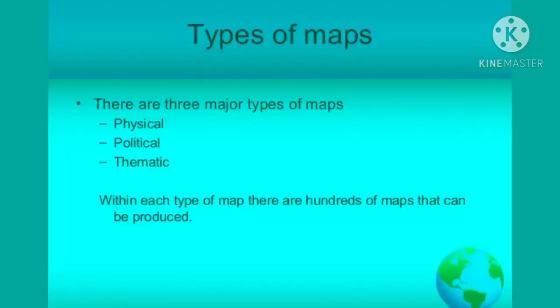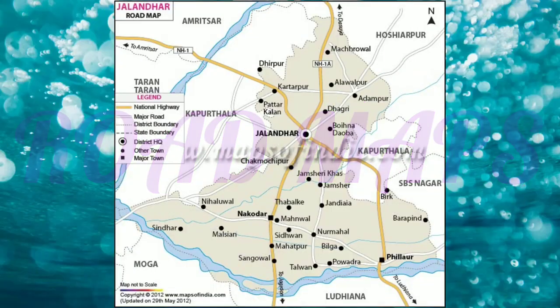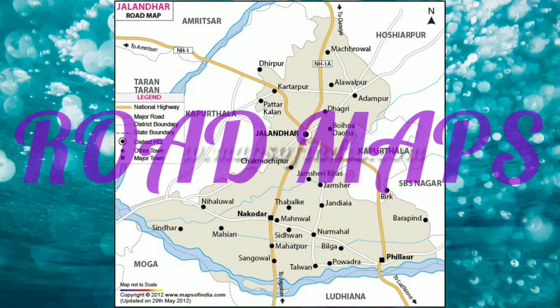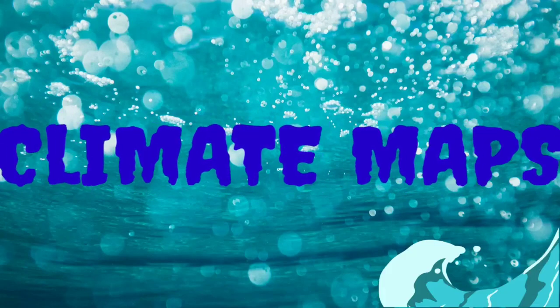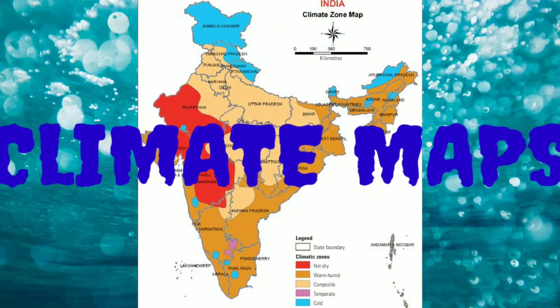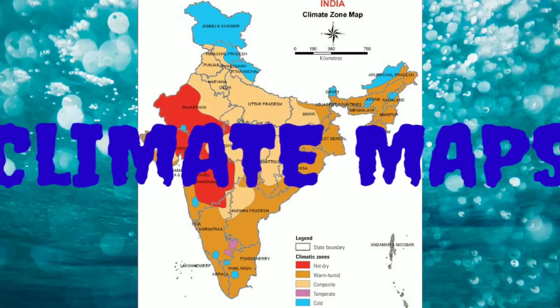बेटा, now it's more clear. Physical map में हमें mountains, plateaus, plains, rivers, oceans जो different landforms हैं वो देखने को मिलते हैं. Political map में different boundaries होती हैं cities, towns की. और thematic map में roads, population या फिर parks के बारे में information होती है. Two more types of maps are road maps, which show different roads in a particular city or state. Then climate maps, which show different climatic conditions in various areas.